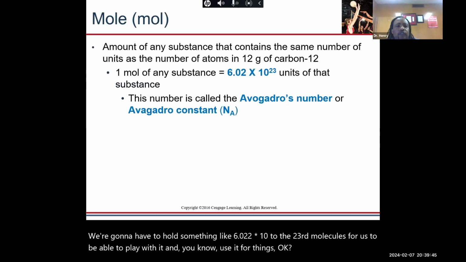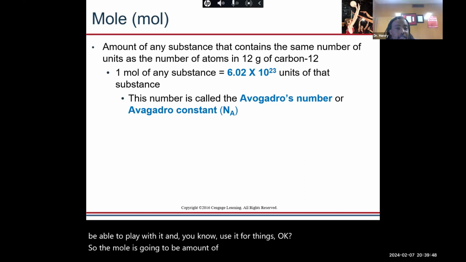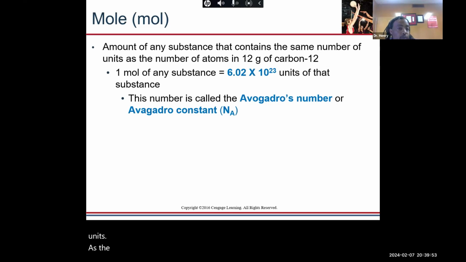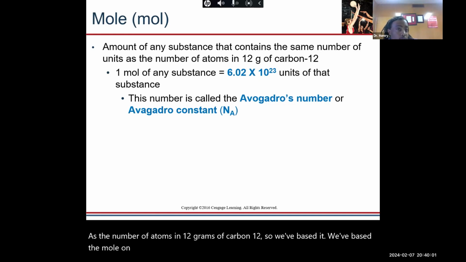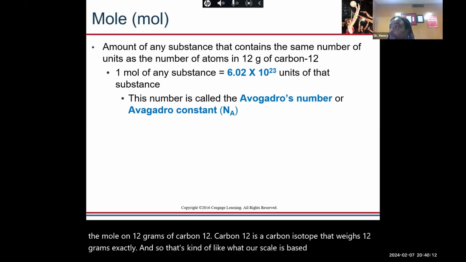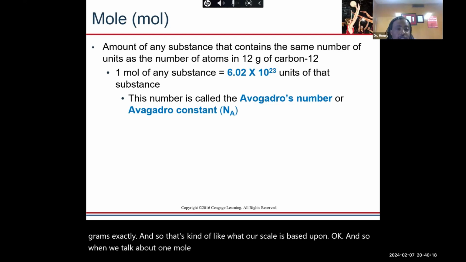So the mole is going to be the amount of substance that contains the same number of units as the number of atoms in 12 grams of carbon 12. So we based the mole on 12 grams of carbon 12. Carbon 12 is a carbon isotope that weighs 12 grams exactly. And so that's kind of what our scale is based upon. Okay. And so when we talk about 1 mole of substance, we're always making reference to 6.022 times 10 to the 23rd units of that substance, okay?